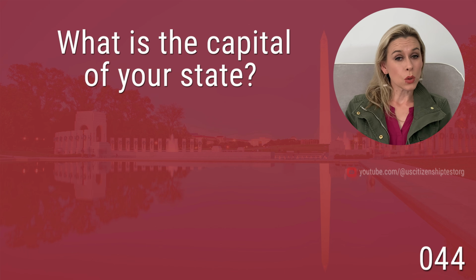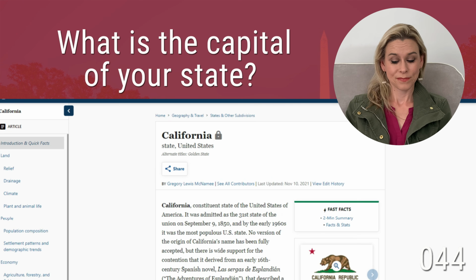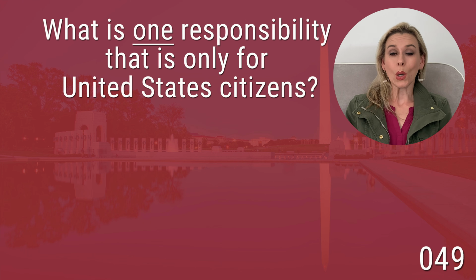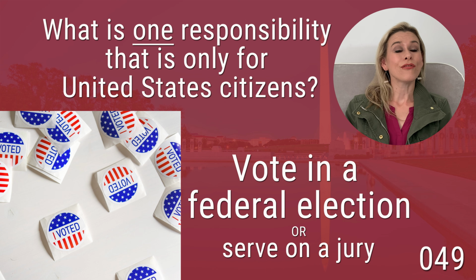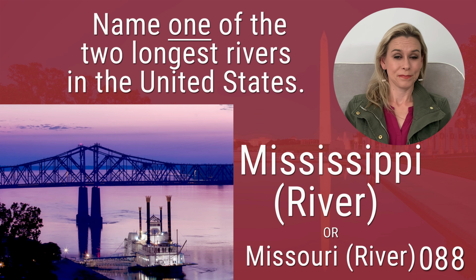What is the capital of your state? The answer will vary. Check the link in our description. What is 1 responsibility that is only for United States citizens? Vote in a federal election. Name 1 of the 2 longest rivers in the United States. The Mississippi River.